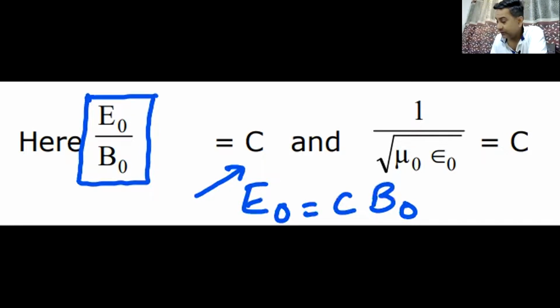C here is the speed of light, and the value of the speed of light is 1 by root over mu naught into epsilon naught. These two formulas you should never forget, because straight away questions will come from them. What is the relation between E naught and B naught? What is the value of C? These are the questions that are coming in exams these days. Mark them very, very important in your notebook. Do not write it on a sheet, mark it in a notebook.